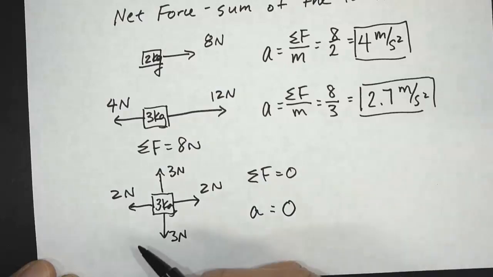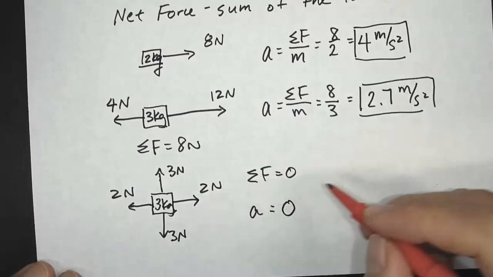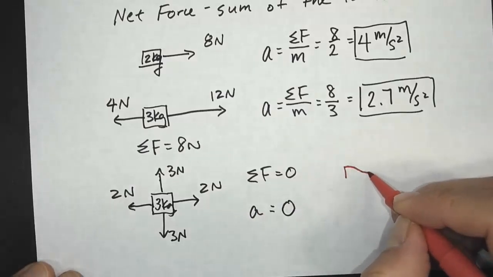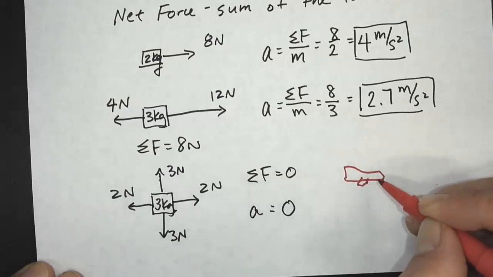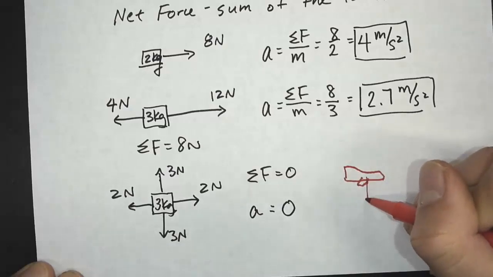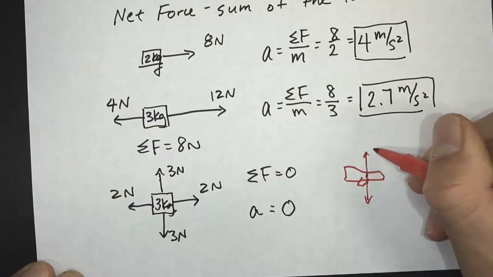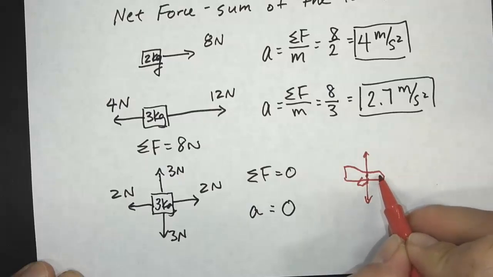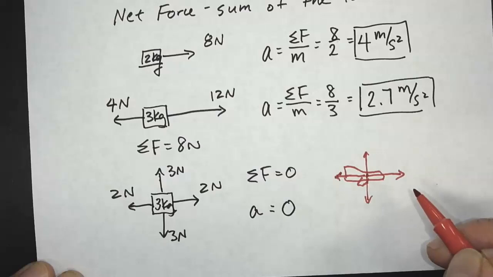Well, what's an example of this? Does that mean that this object is not moving? No, this object could be moving. So let me show you an example where an object could be moving and the forces are balanced. Here's a plane, and here are some forces. We have gravitational force, we have a lift force, we also have thrust, and then we also have air drag or air resistance.